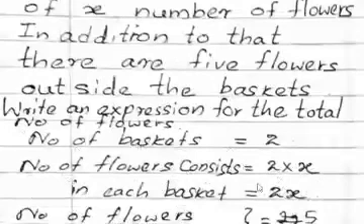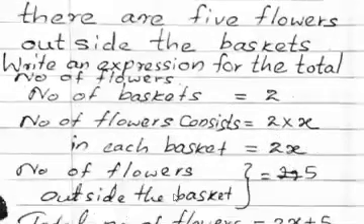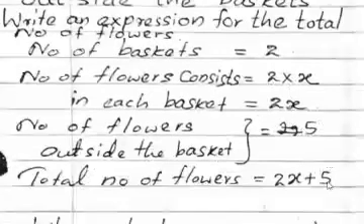Then, next one, number of flowers outside the basket. There are 5 flowers. So, I have written here 5 flowers. Then, what's the total number of flowers? Number of flowers in the basket 2x, number of flowers outside the basket 5, altogether 2x plus 5. So this is the algebraic expression.